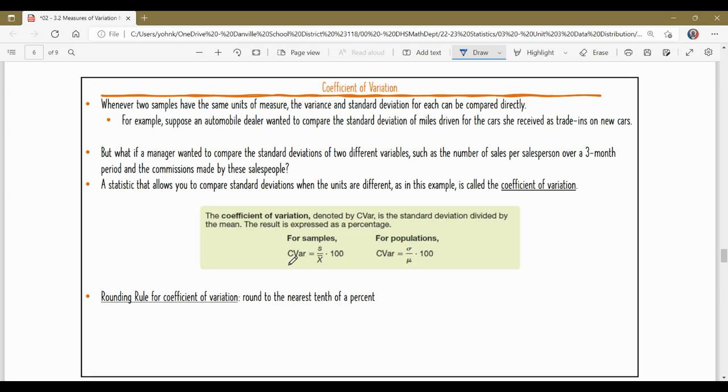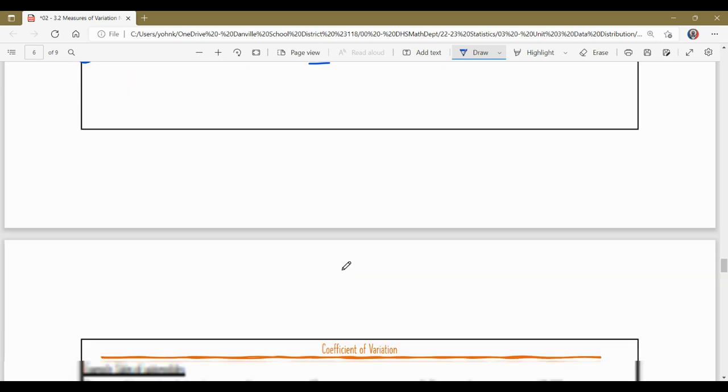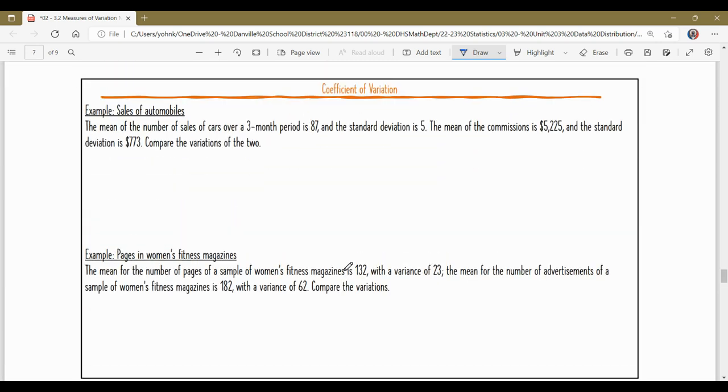If you're dealing with a sample, then the coefficient of variation is the standard deviation S divided by the mean X bar times 100. If you're dealing with a population, the coefficient of variation is still the standard deviation sigma divided by the mean still, which is mu times 100. Now, the rounding rule for coefficient of variation is nearest tenth of a percent. So you always round to a tenth. All right, let's see how we use coefficient of variation.